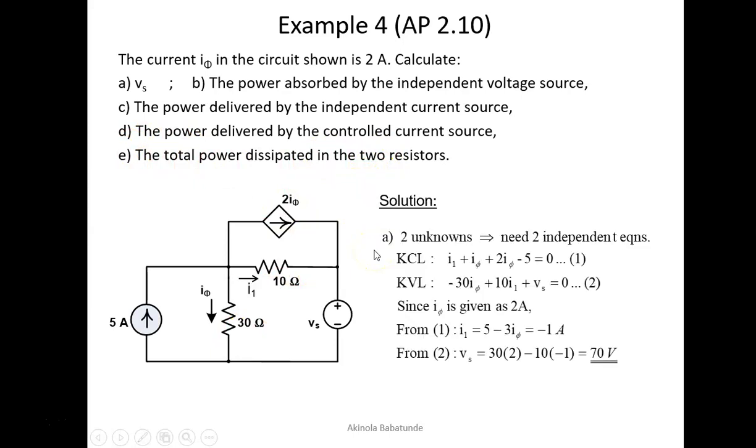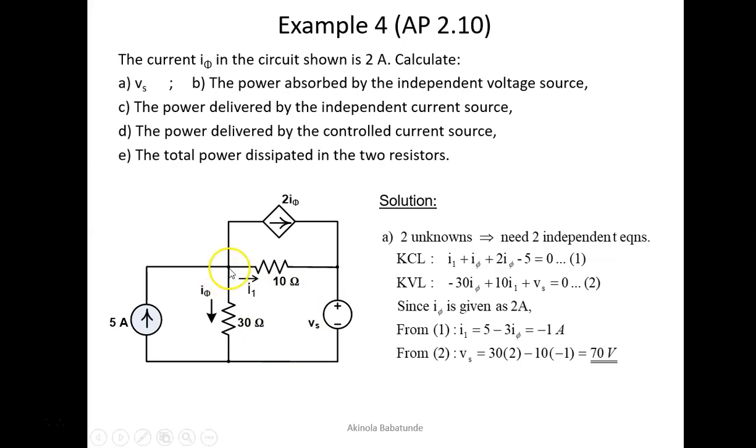Okay, let's begin. So you will see that I file is given. We have that as 2 amperes in the question. I1 is not known, and then Vs is not known. So we have 2 unknowns. We are going to use KCL and KVL to solve this problem.